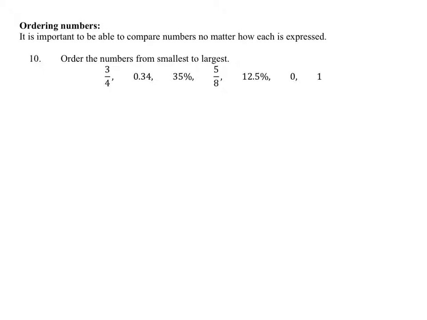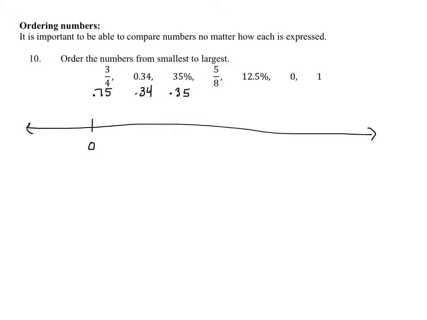Now, ordering numbers from smallest to largest, you were like, oh my gosh, I can't even stand it, right? So I'm going to just do a little number line here, okay? We have no negative numbers, so I can start with 0. And then I need to look at some of these other things. Personally, it's probably easiest just to convert everything to a decimal and then decide where it goes. Well, 3/4 we already converted is 0.75. This is just regular 0.34. 35% is 0.35. 12.5% is 0.125, written as a decimal. 0 is 0, 1 is 1.